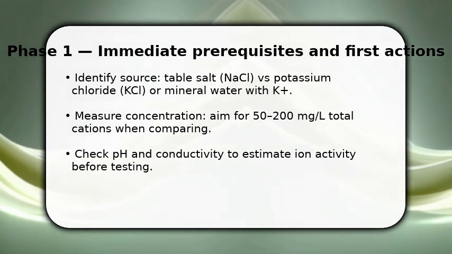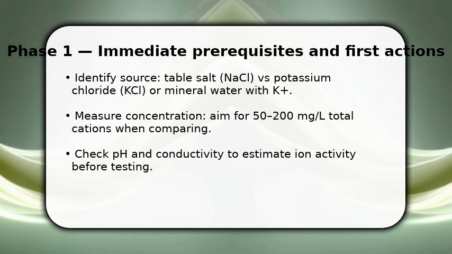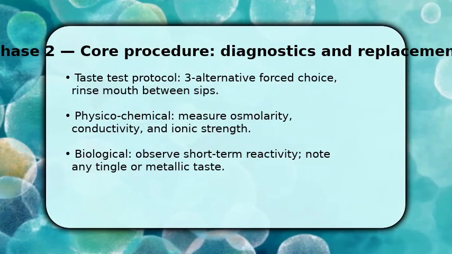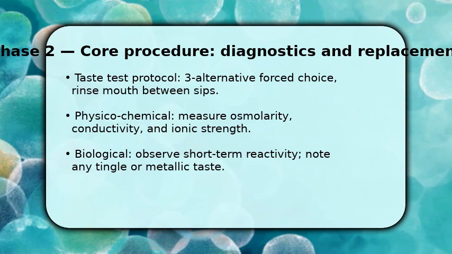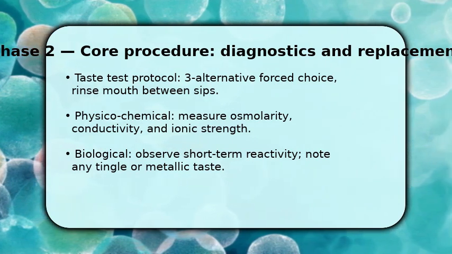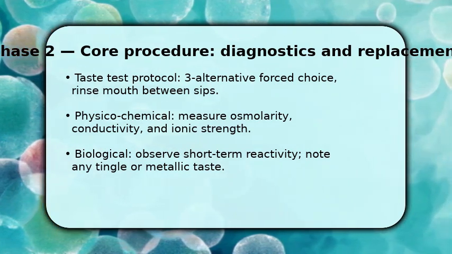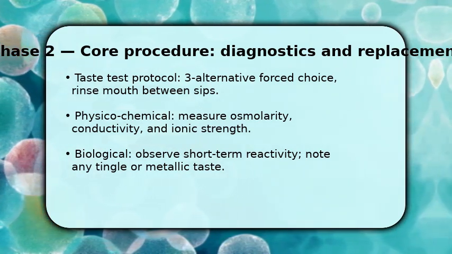Now you run parallel tests to see how sodium versus potassium behave. Begin with physicochemical measurements, osmolarity, conductivity, and ionic strength. Record differences because sodium often yields higher conductivity per mg.